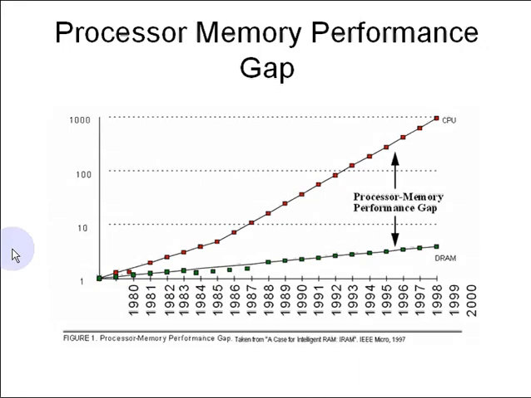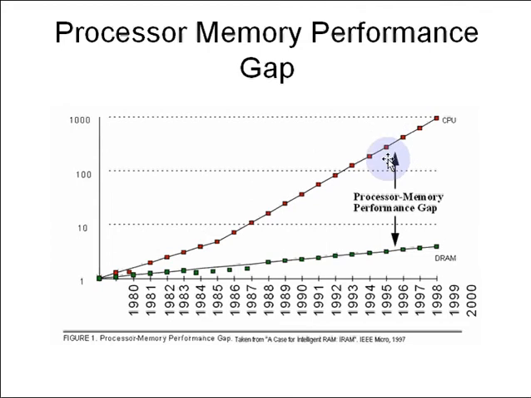So let us first look at the gap that exists between the performance of CPU and dynamic RAM. As can be seen in this diagram, the performance of CPU has been increasing at the rate of about 60% every year, whereas the performance of memory has been increasing only at the rate of 10% every year. What happened is this led to a gap in the performance of CPU and memory. Memory became a bottleneck for the system performance.